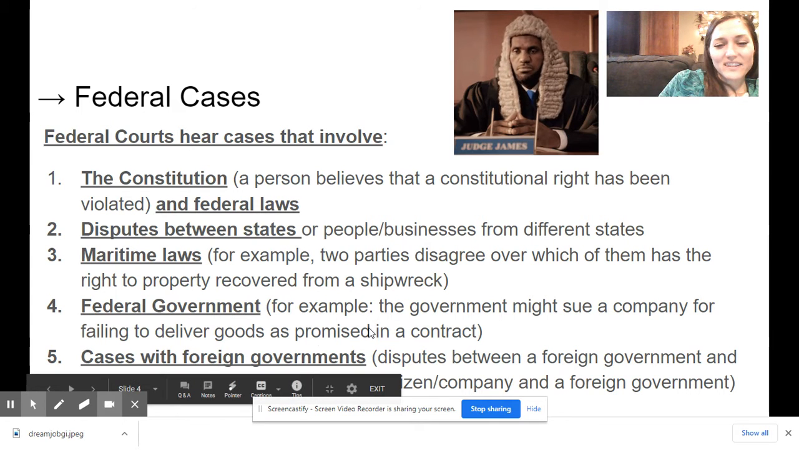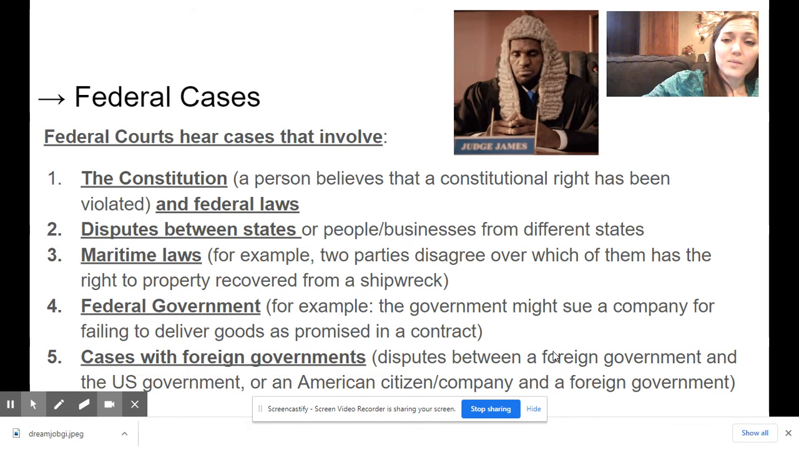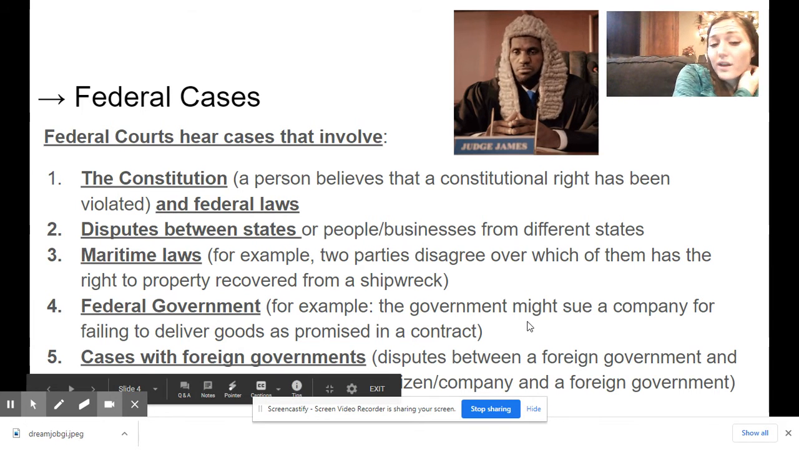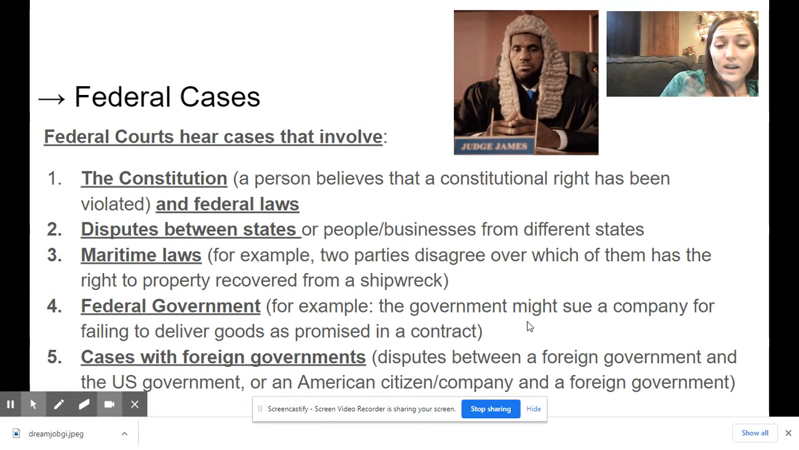Number four, the federal government. Anything dealing with the federal government, whether the federal government is taking action against a group of people, a person, or a business, or a business, group of people, or a person is taking action against the federal government. So, for example, the government might sue a company for failing to deliver goods as promised in a contract. Vice versa, that company could sue the federal government if the federal government isn't giving them fair payment as defined in that contract.